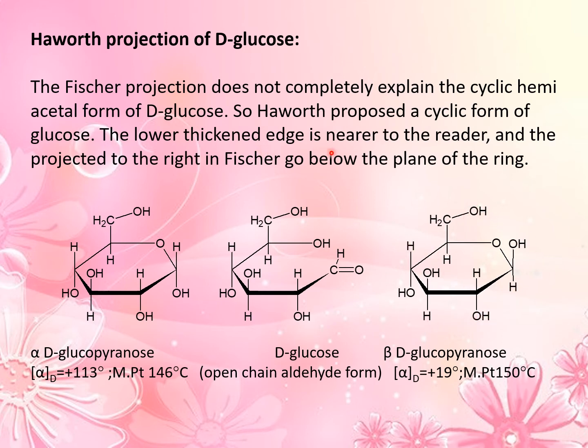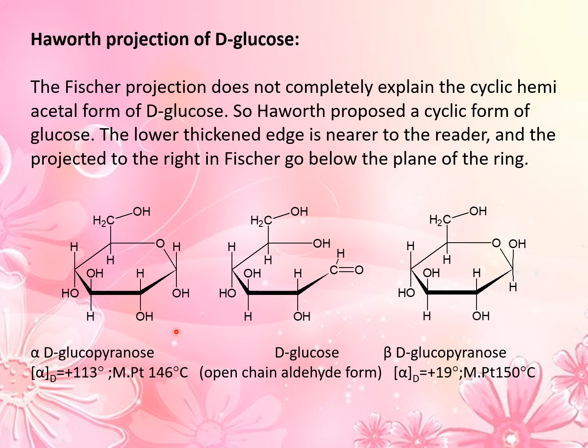The lower thickened edge is facing towards us, and groups projected to the right in the Fischer projection go below the plane of the ring. This is alpha D-glucose, the open chain aldehyde form. For our convenience, we have bent this bond and written this structure. This is alpha D-glucopyranose.